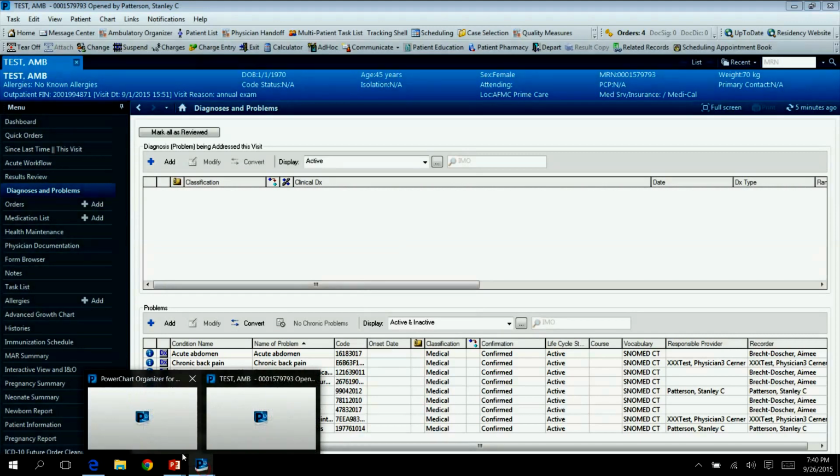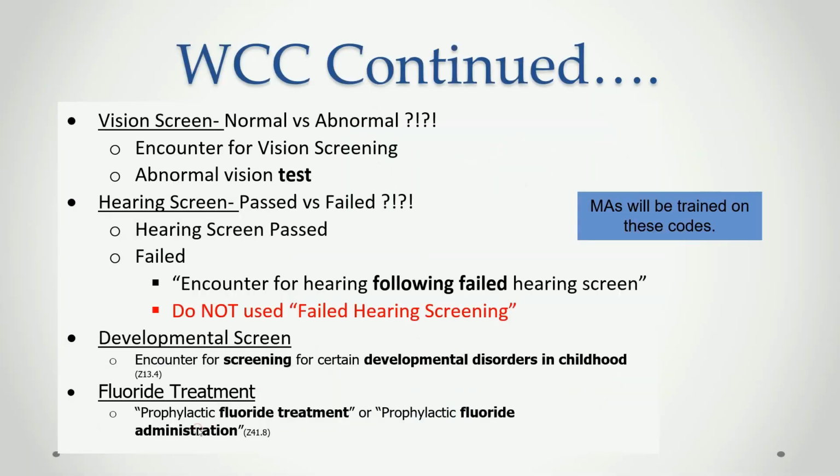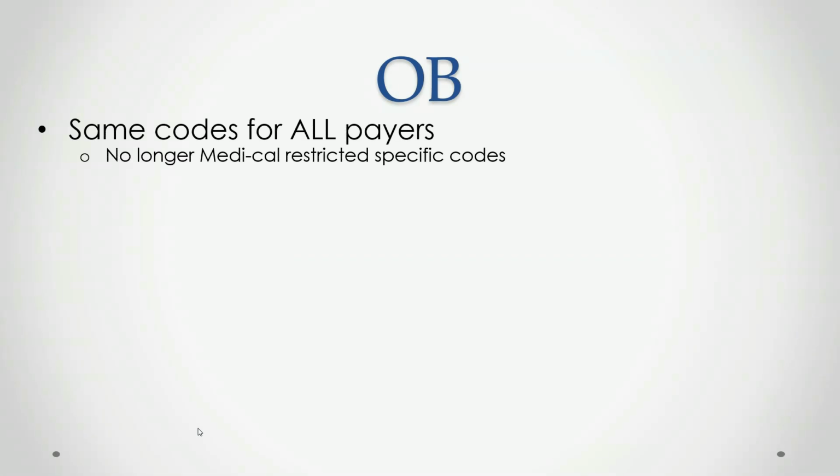Let's talk about our OBs next. Here, you have the same codes for all payer sources. You no longer have to have separate Medi-Cal restricted specific codes, which is kind of nice. Now I'm going to focus primarily on otherwise healthy OB patients.